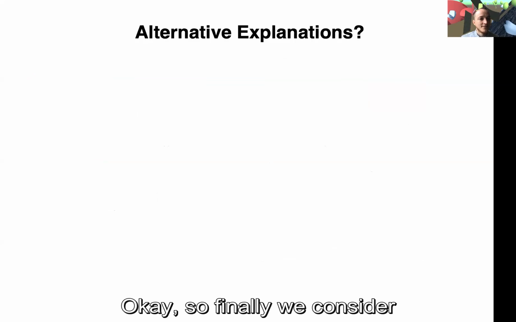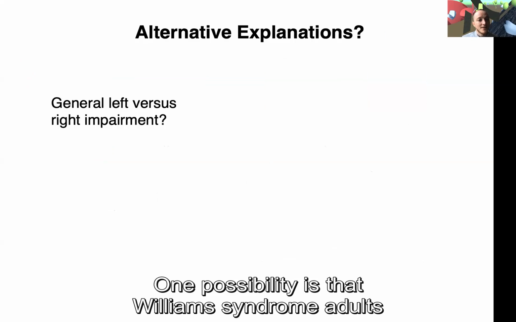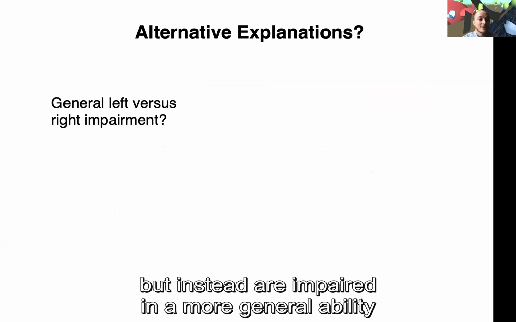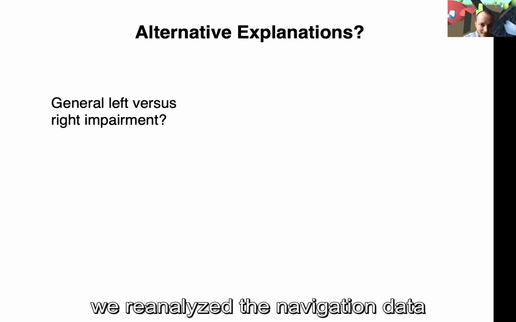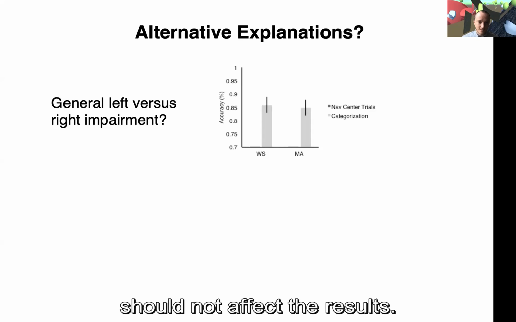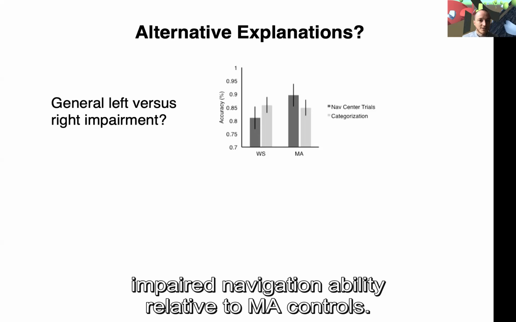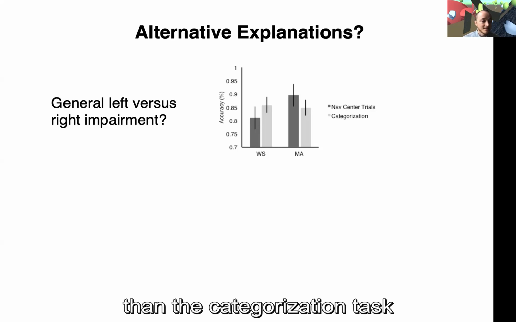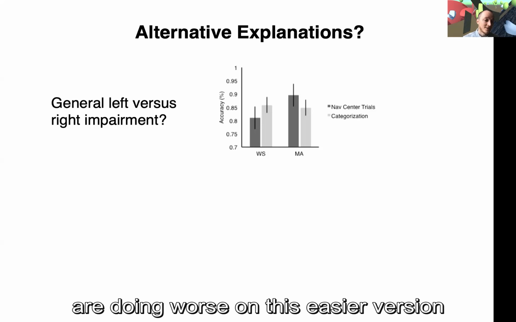Okay. So finally, we considered two more alternative explanations for these findings. One possibility is that Williams syndrome adults are not impaired in visually guided navigation, but instead are impaired in a more general ability to distinguish left from right. So to address this possibility, we reanalyzed the navigation data, but now looked at the center trials only, where confusing left and right should not affect the results. And even in this case, we still saw impaired navigation ability relative to MA controls. I want to also point out that in this case, the navigation task is actually easier than the categorization task, as judged by the MA control data, and yet we still see that Williams syndrome adults are doing worse on this easier version of the navigation task.